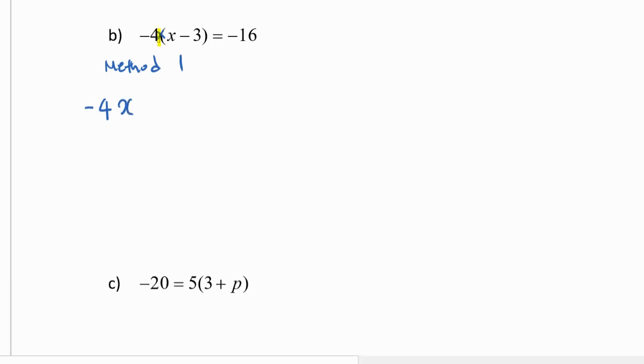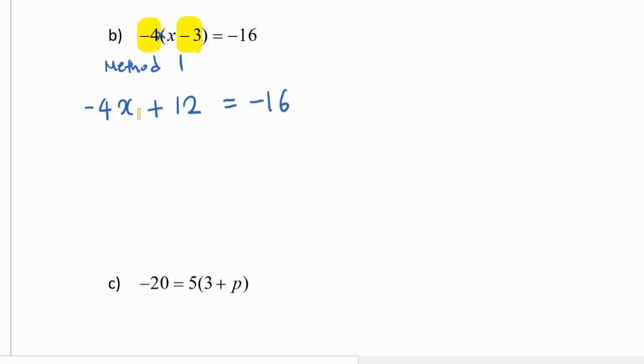And negative 4 times negative 3. So negative times negative, is that positive or negative? Negative times negative is positive, right? So it will be positive. Negative 4 times negative 3 is 12, equals negative 16.